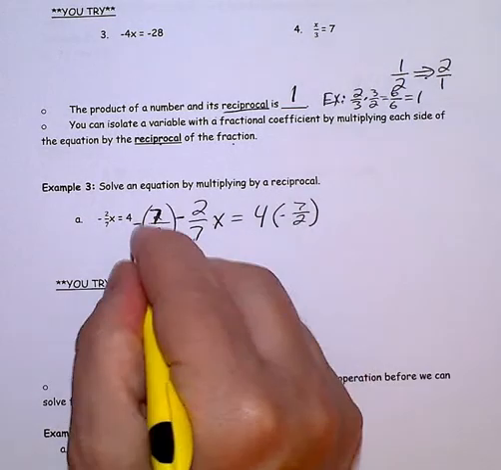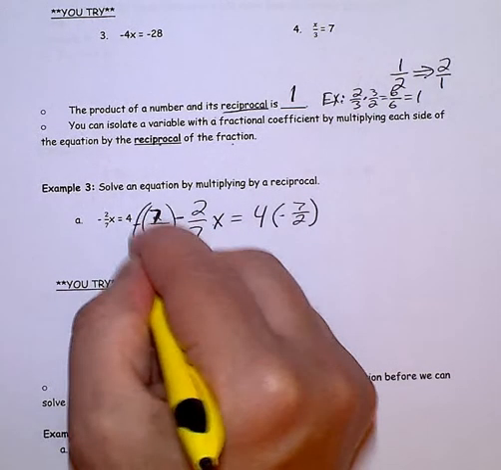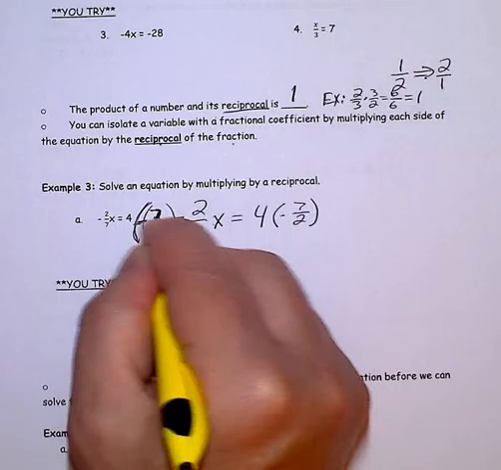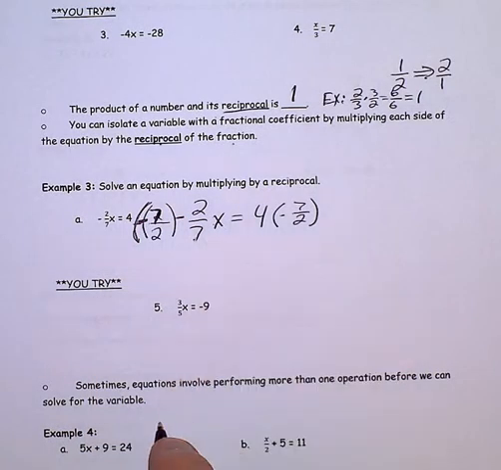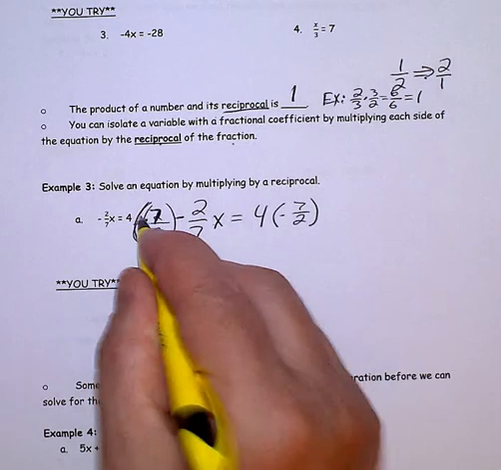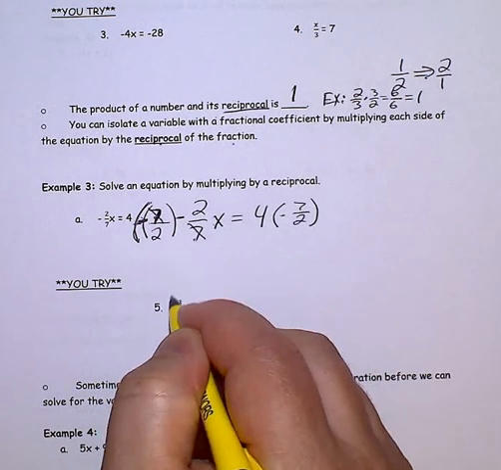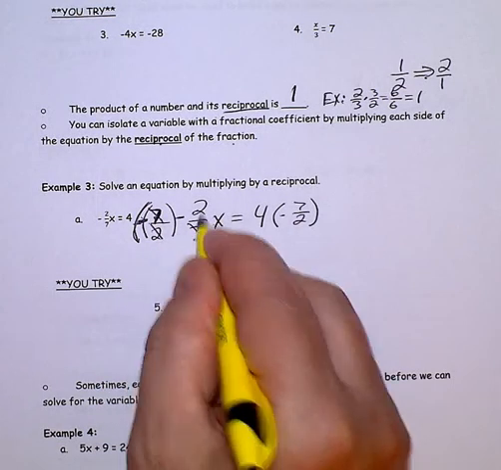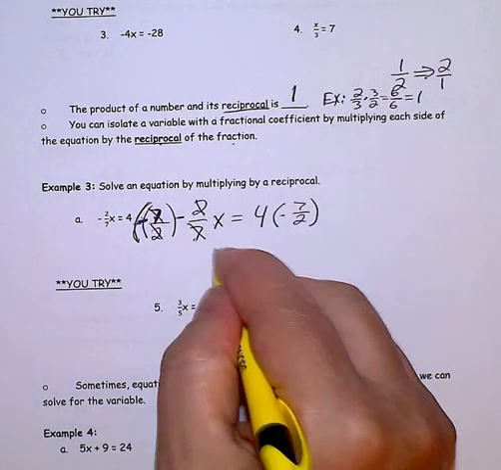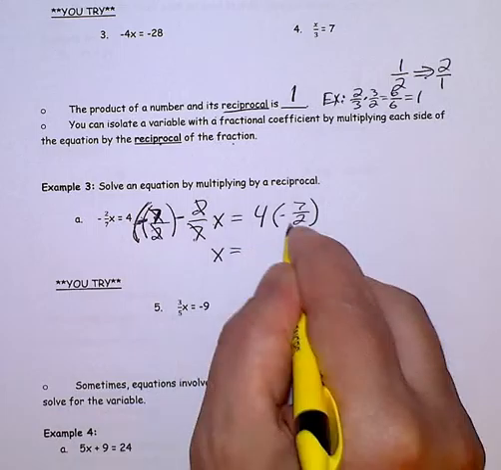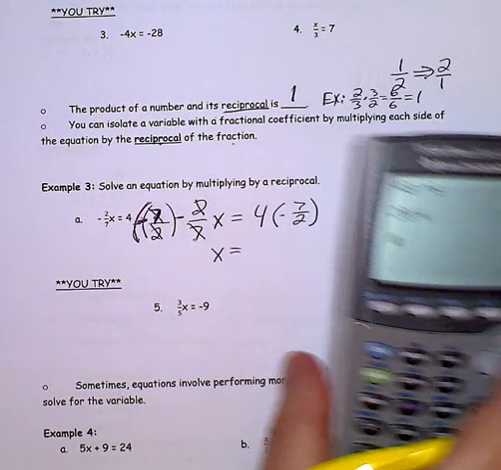And this negative can go inside. Okay? So look what happens over here. Negative and a negative, that turns positive. 7 on the top, 7 on the bottom cancels. 2 on the bottom, 2 on the top cancels. I'm left with x. Over here, we can do it a couple different ways.